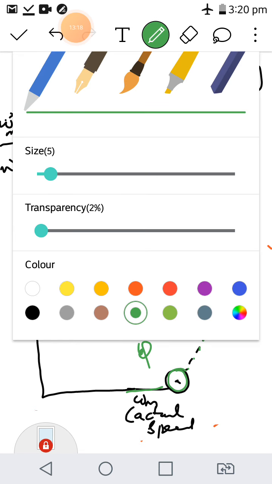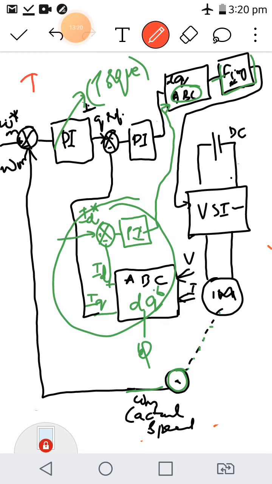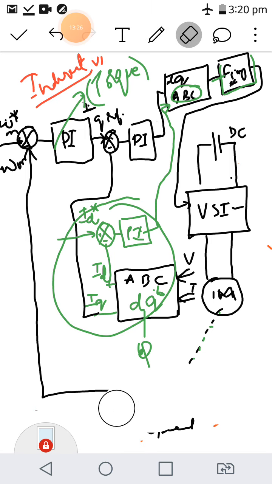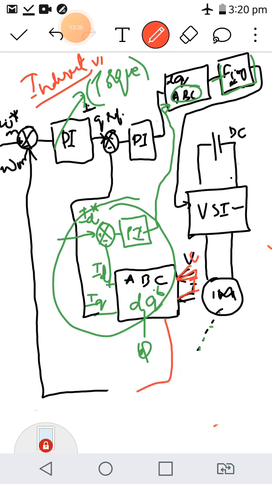Now what is the meaning of indirect vector control? Indirect vector control has the same block diagram, except that no tachometer is used. The motor terminal voltage and current are measured, and from this we will find out the speed of the machine, and the other blocks remain the same. So this is the meaning of indirect vector control.